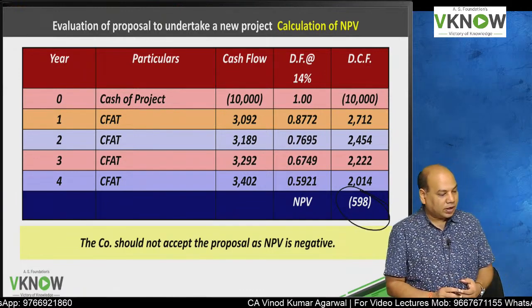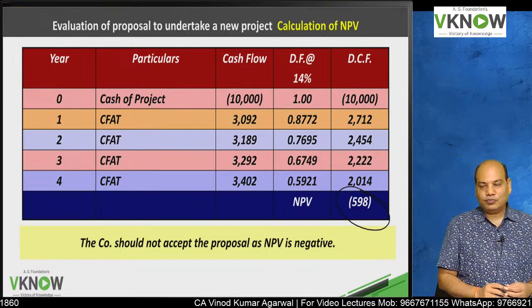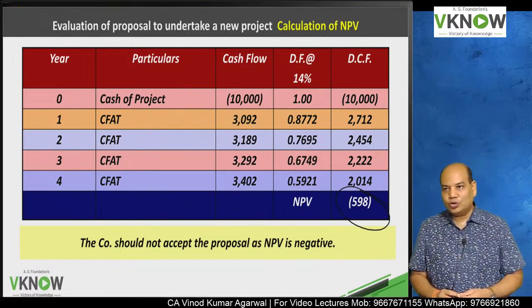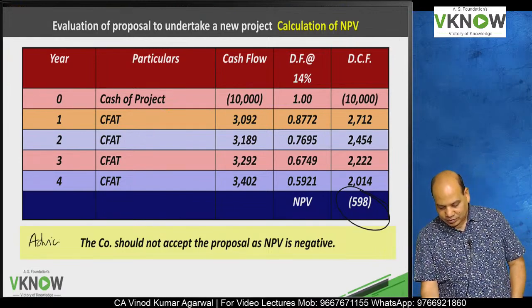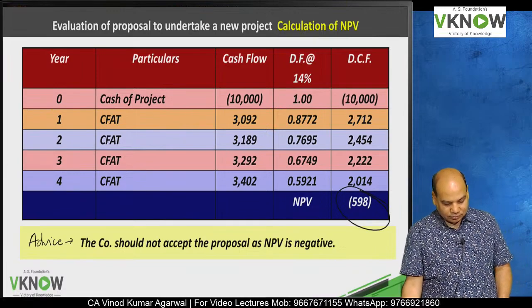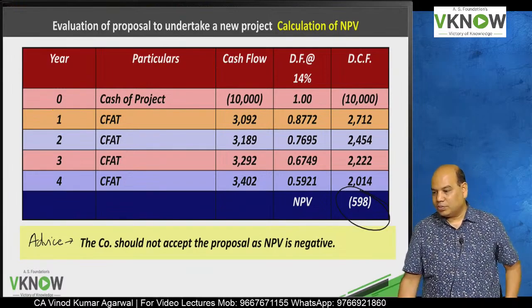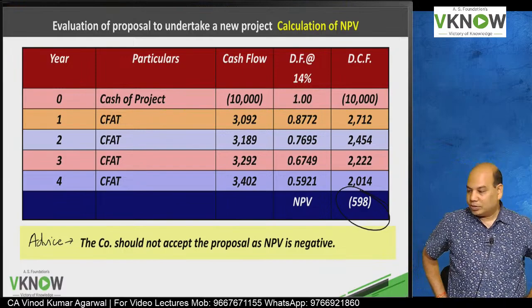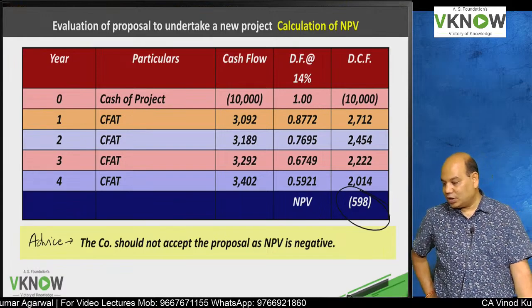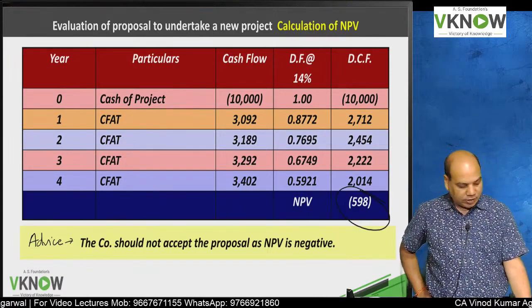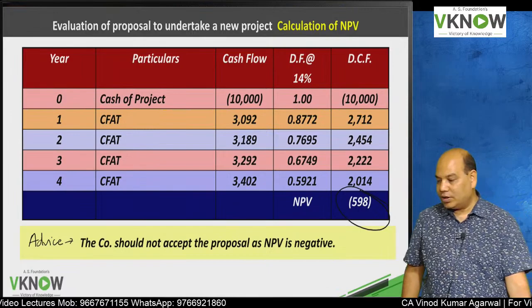So if your NPV is negative 598, what is your decision? Would you accept the project or would you not accept the project? So write down the advice. The company should not accept the proposal as the NPV is negative.